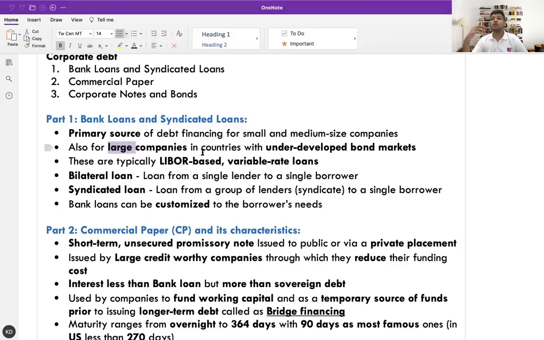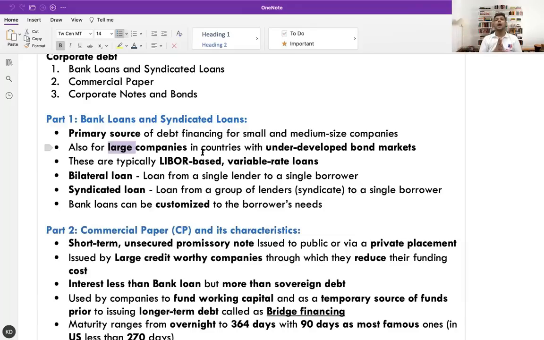A bank will give you loans which can be fixed rate or floating rate. Most of these loans are variable loans, so the interest rate keeps changing based on a reference rate, like LIBOR, right? These loans can be a bilateral loan, wherein there is a single lender and a single borrower.